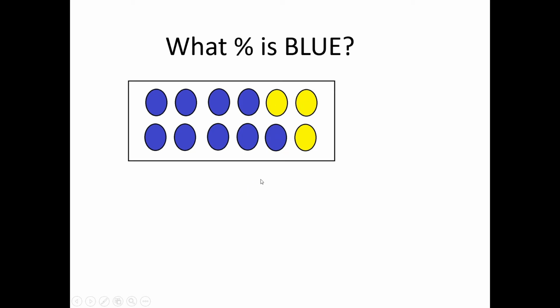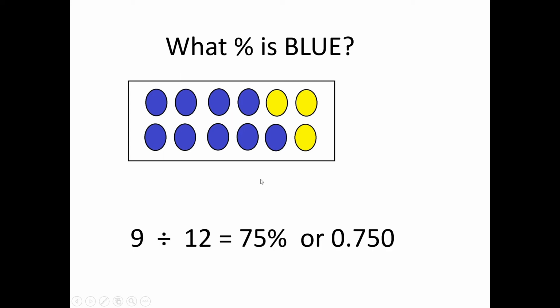But the blue, there are 9 objects that are blue. 9 divided by 12 is 75%. 3/4. We referred to that sometimes. Or 0.750 in the decimal form. Again, you could solve for what were yellow by taking 100%, subtracting 75%, leaving you 25% or 1/4.